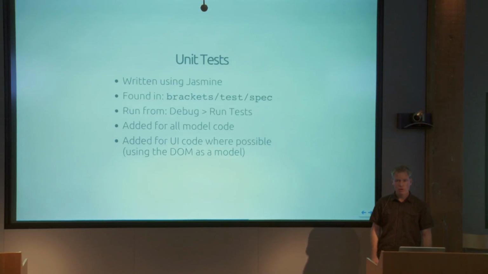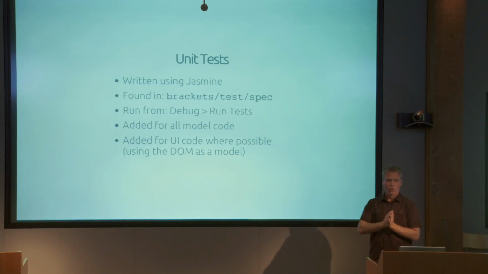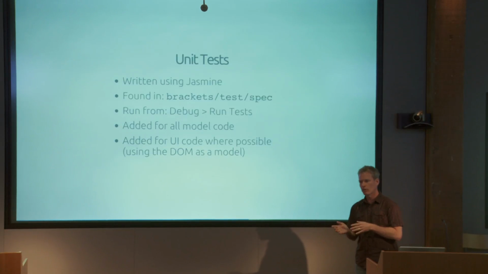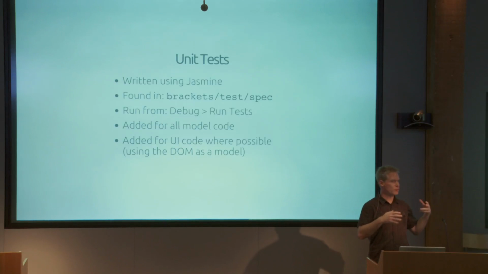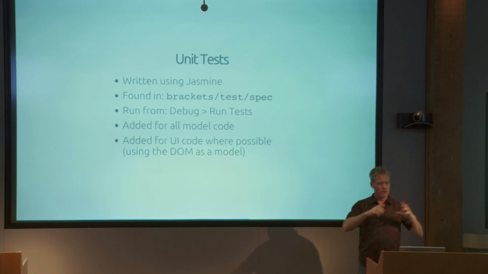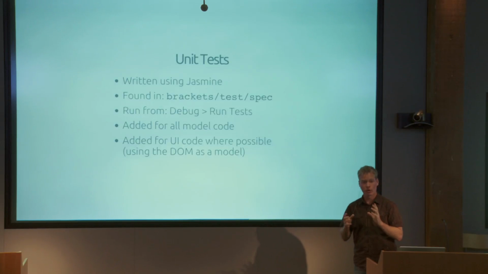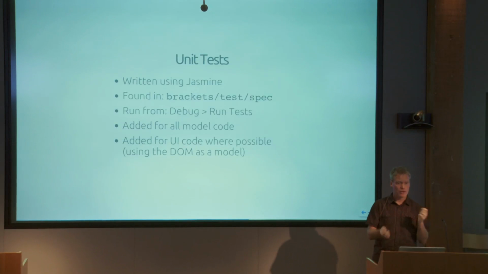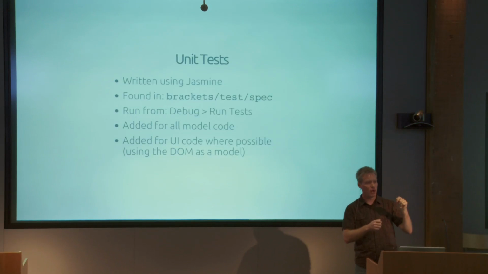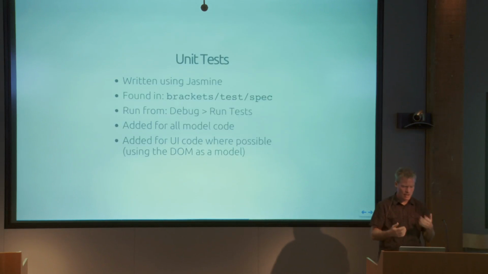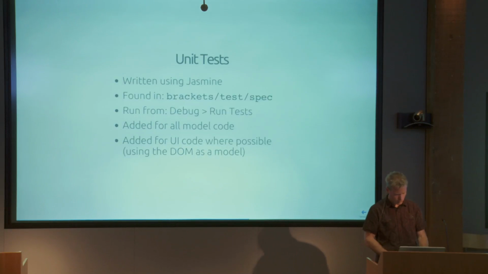And for UI code, add unit tests wherever possible. And in this case, what we do is we take the approach of treating the DOM as the model. So we don't use bitmap captures and that kind of stuff in our unit tests. What we'll do is we'll write a unit test and we'll kind of peek at the DOM and say, hey, are these nodes in there that I expect to have in there? And that's the way that we do those.